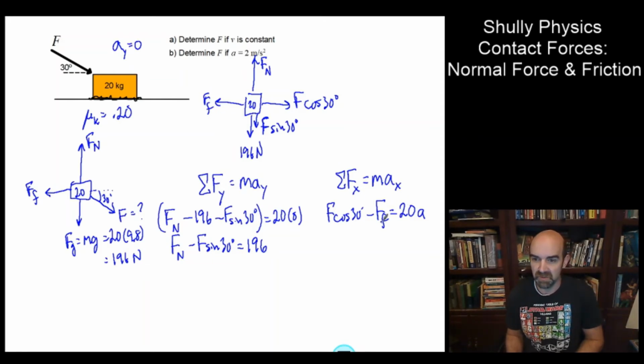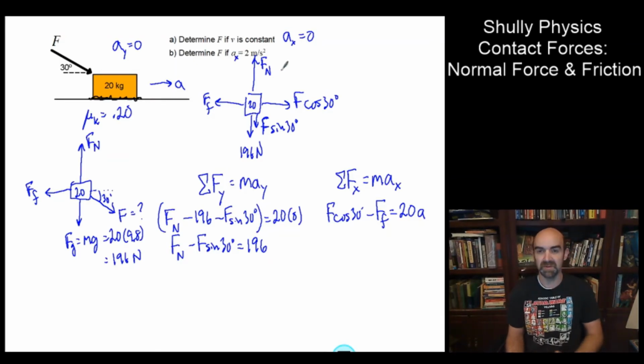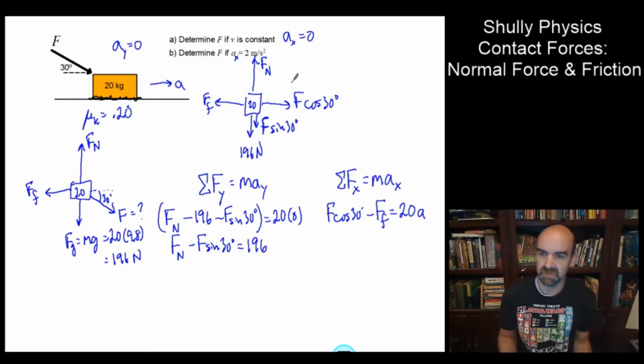So here we go. We've got F cosine 30 minus force of friction equals 20A. This thing will be accelerating to the right or not. If V is constant, then that means the acceleration in the X direction is 0. And if A is 2 meters per second squared, we're assuming to the right here, that means that is AX right there also. So we're going to look at these two different scenarios and just get a slightly different response out of them.